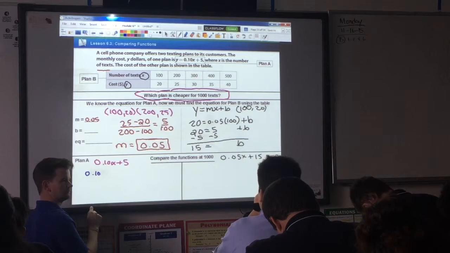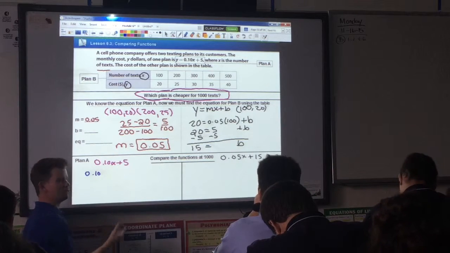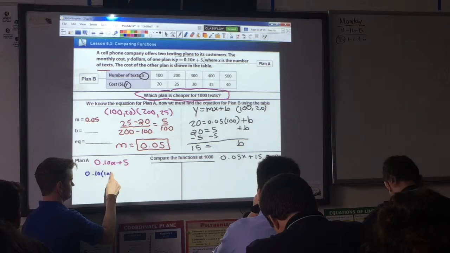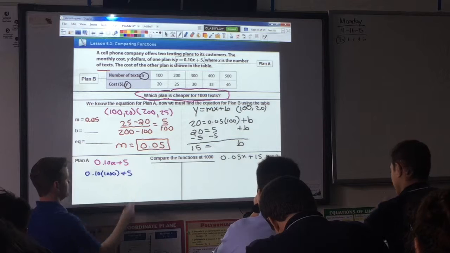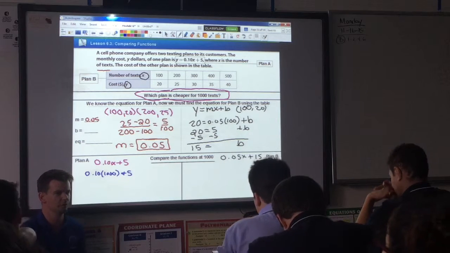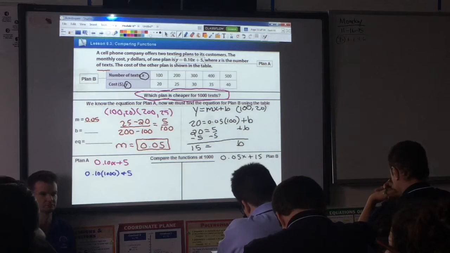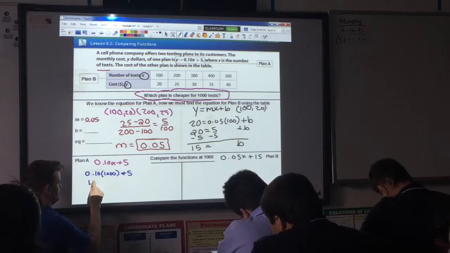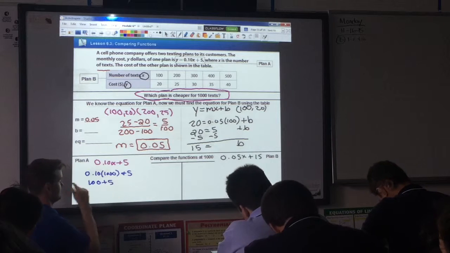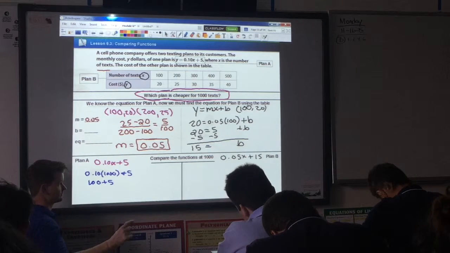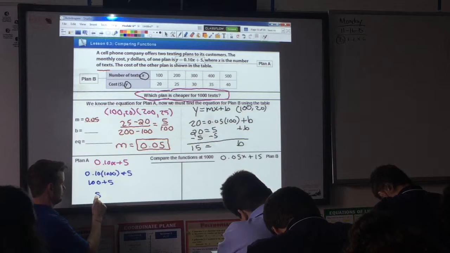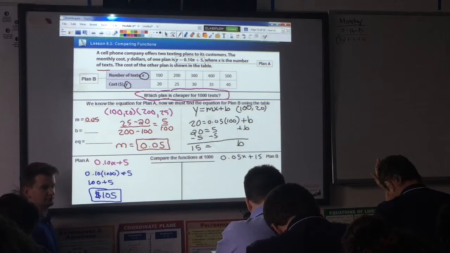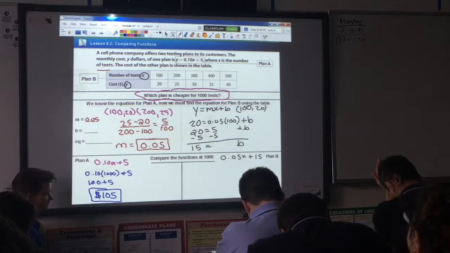We're going to substitute it in just like this. 0.10, the X is removed, and what do we replace it with, class? 1,000. Plus 5. What is 0.10 or 0.1 times 1,000? It's 100? Yeah. Good. 100 plus 5, which means that plan A for 1,000 text messages will cost you, dollars and cents, $105. Okay. That's a lot of money.